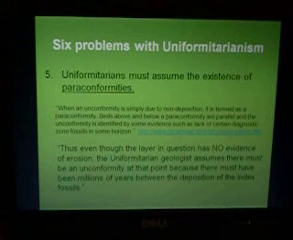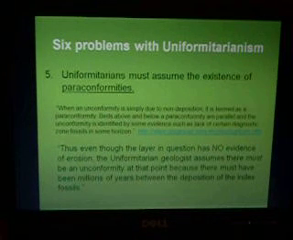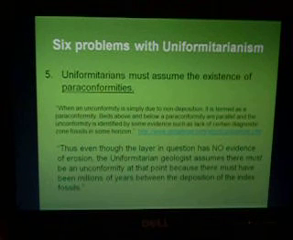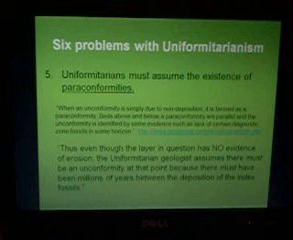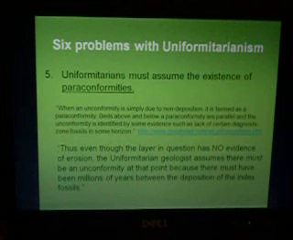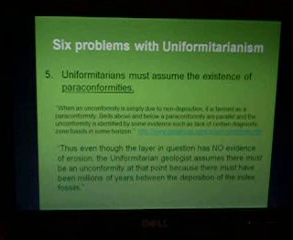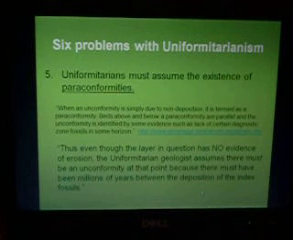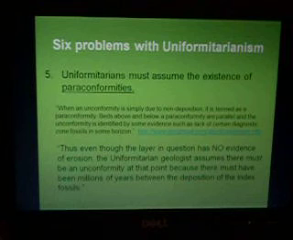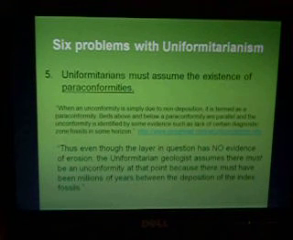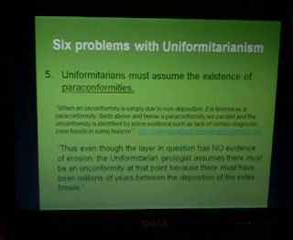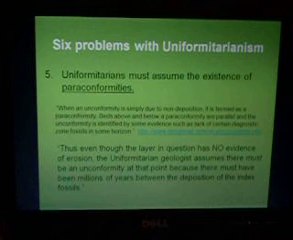So they really are admitting here by this definition, they're saying, listen, an unconformity is simply when we're missing a layer of rock, and we think it should be there because of this geological column, and therefore we're just going to say, well, it must have been there, and we'll call it a paraconformity. So Dr. Weil concludes this by saying that even though the layer in question has no evidence of erosion, the uniformitarian geologist assumes there must be an unconformity at that point because there must have been millions of years between the deposition of the index fossils.